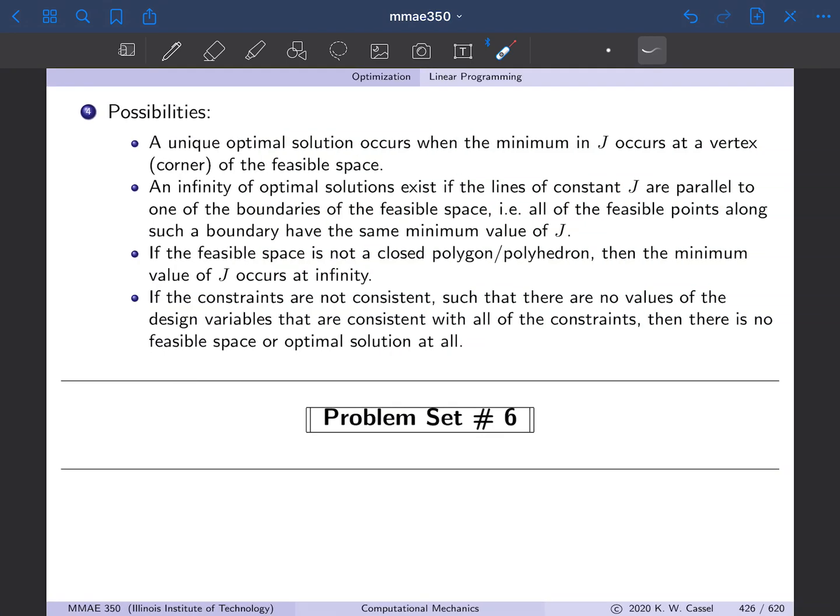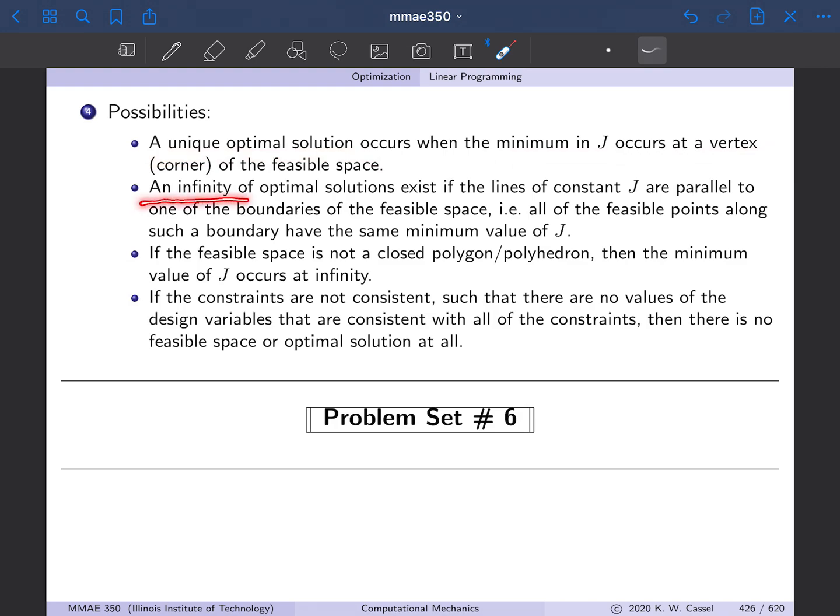And then finally, there are various possibilities, and I've kind of hinted at these, but let's be more explicit. So there's 1, 2, 3, 4 possible outcomes of an optimization problem. The first one is the desired one, and that is where you get a single unique optimal solution where it minimizes J and it occurs at one of the vertices, one of the corners of the feasible space. So that's generally the most desirable solution because there's only one optimal solution in that case.